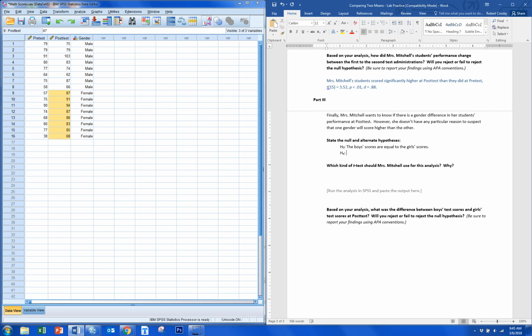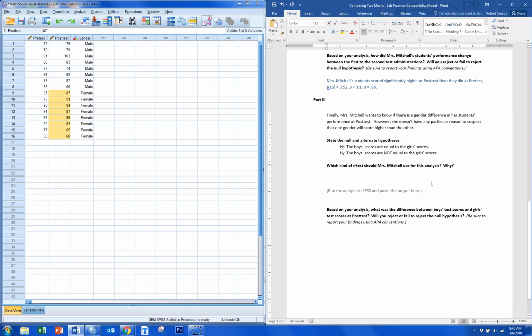What's the alternate hypothesis? Well, it's some kind of difference, some kind of effect. So the boys' scores, again, a bidirectional hypothesis, we're not hypothesizing they're going to be higher or lower, are not equal to the girls' scores. They're different. So the null, they're the same. The alternate is that they're different. What type of t-test should she use for this analysis and why?